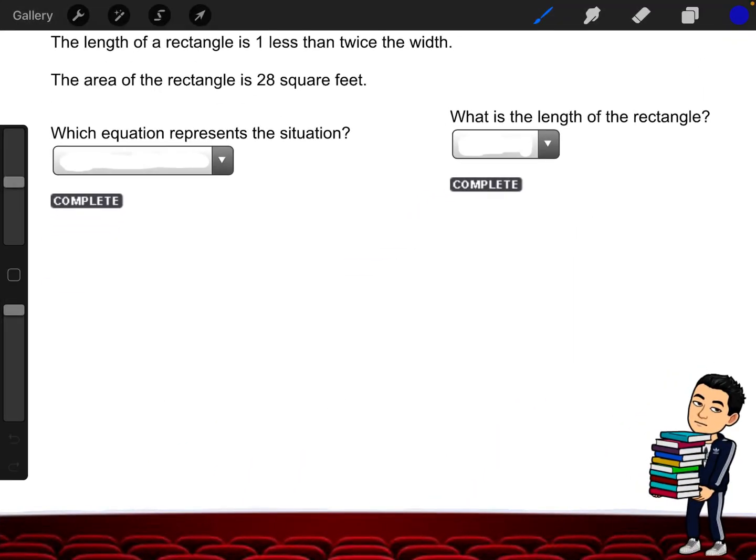All right, so the length of the rectangle is 1 less than twice the width. Okay, so which equation do you want to choose to represent the situation? First of all, we need to know that width times length equals 28. So for all the selections here, you want to use it in terms of width.